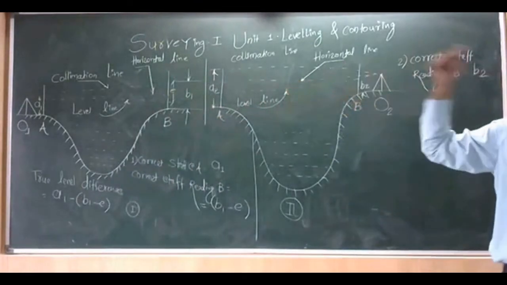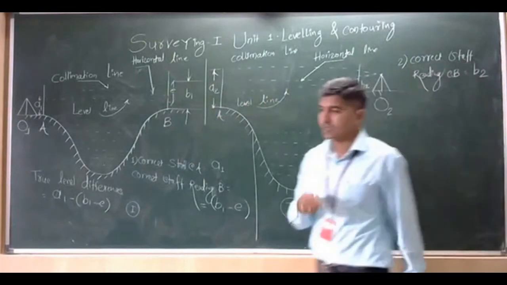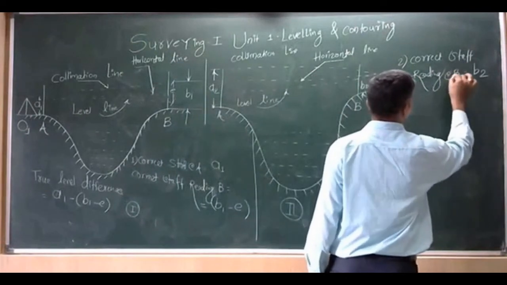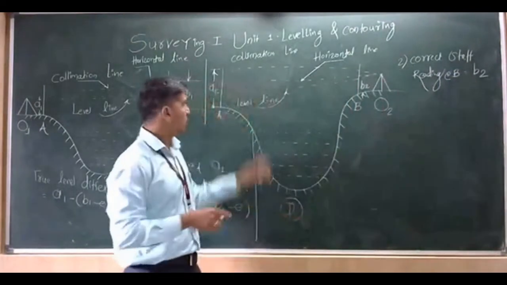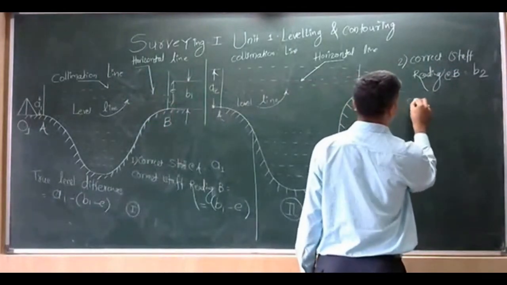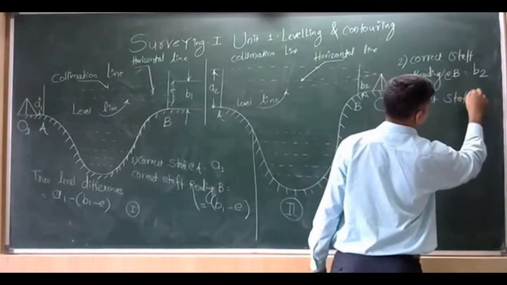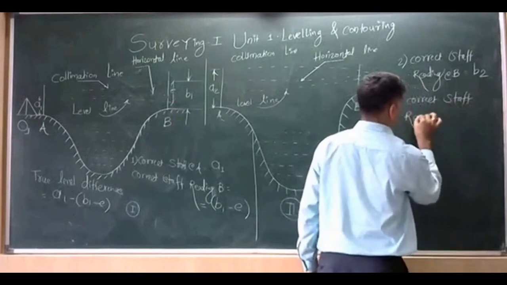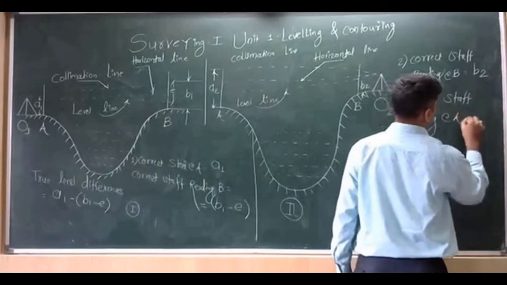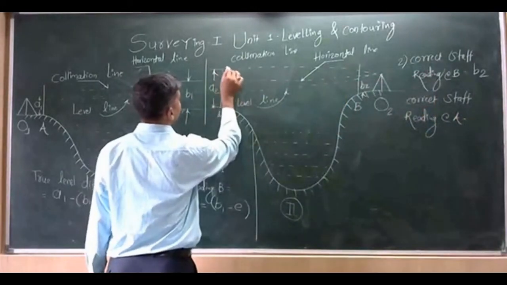At point A it was A2 and at point B it was B2. So the correct staff reading at point A will be on the same line. This will become the error E.